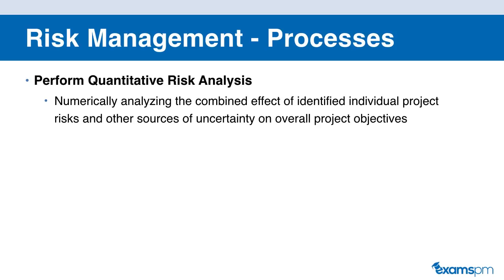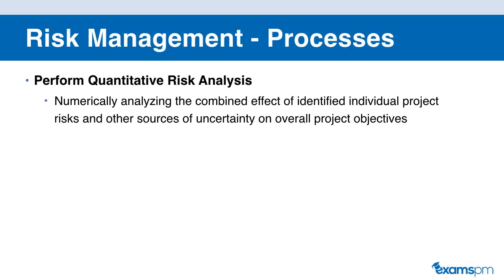Once we have prioritized our risk, we're ready to move on to perform quantitative risk analysis. This is where we're numerically analyzing the combined effects of the individual project risk. Now, it's important to note here that you probably only want to perform quantitative risk analysis on your high priority risk. So you want to analyze how much and what kind of impacts these high priority risks can actually have on your project. And it is just too expensive to perform this analysis on all of your risk due to the limited resources that you may have. So you probably only want to do this on your high priority risks.